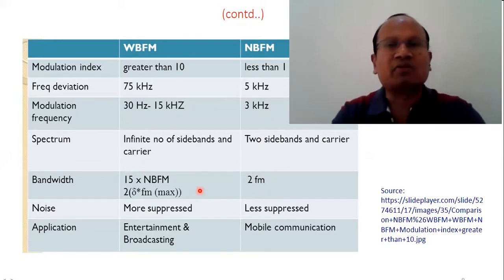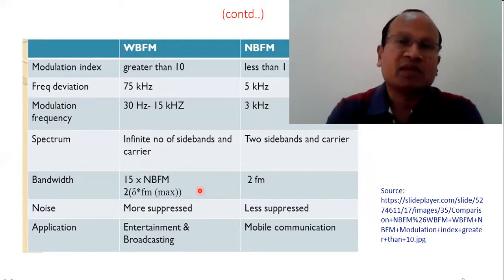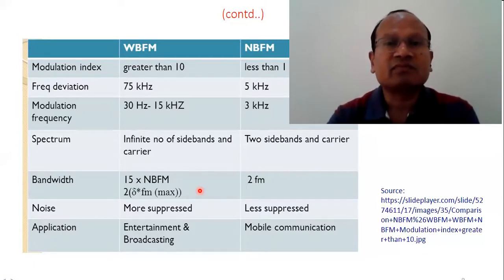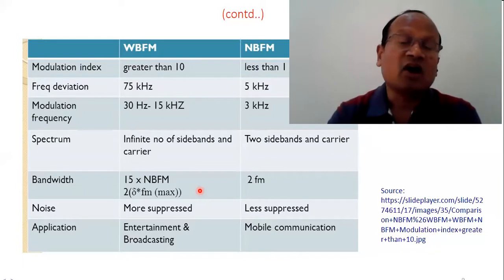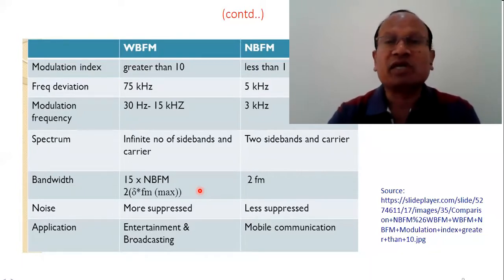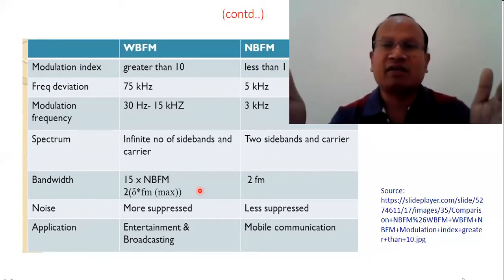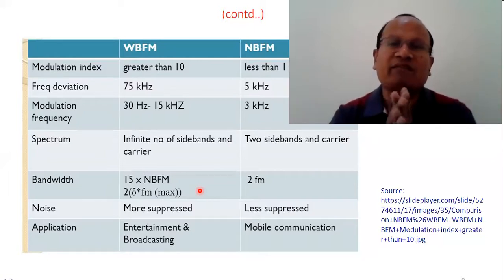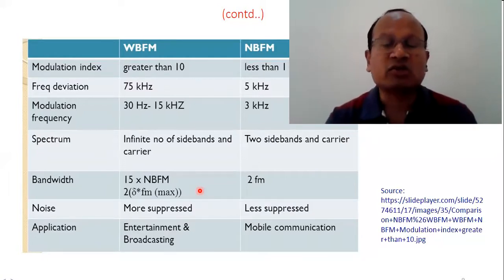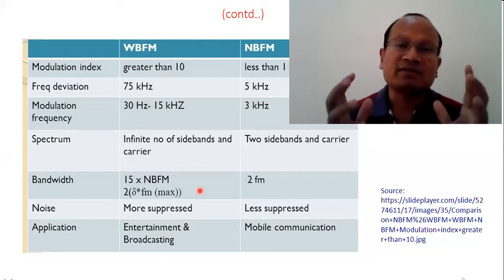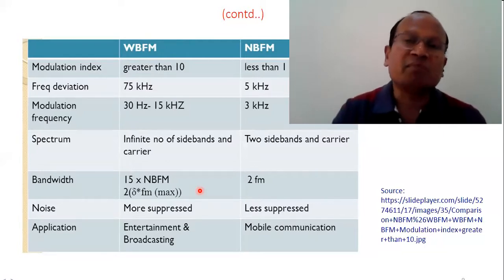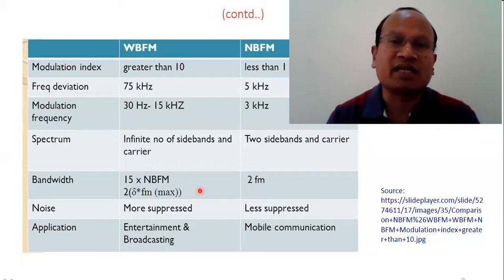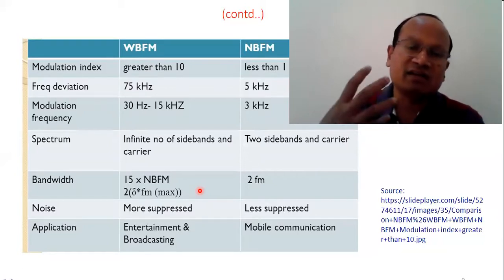Since we are talking about bandwidth calculation and the number of sidebands: if the number of sidebands is infinite in FM, how will we calculate the bandwidth? We cannot reach the infinite band. So how do we estimate the total bandwidth occupied by an FM signal? There is one theory, Carson's rule. Carson suggested an empirical and statistical way of calculating the bandwidth, and an expression was suggested that depends on the modulation index.